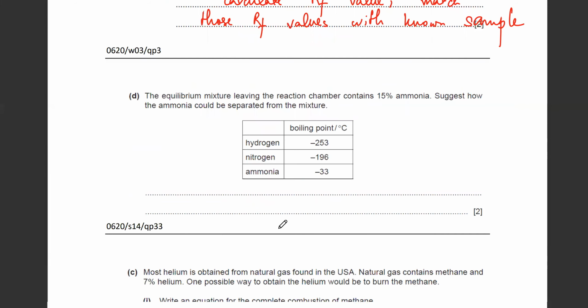So what's happening here? He's saying the equilibrium mixture leaving the reaction chamber contains 15%. Suggest how the ammonia could be separated from the mixture. That would be fractional distillation. You can, because they have different boiling points. Fractional distillation works. So suggest how the ammonia could be separated. So one mark would be for just using the term fractional distillation.